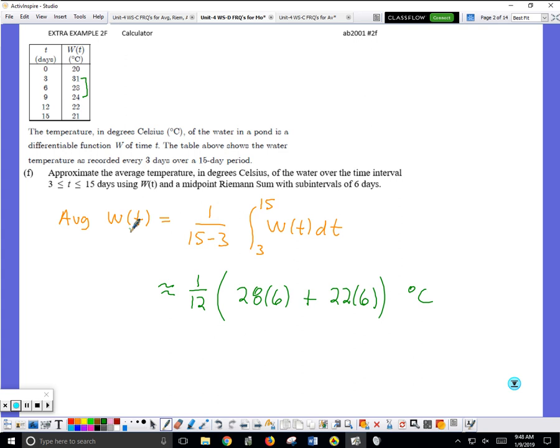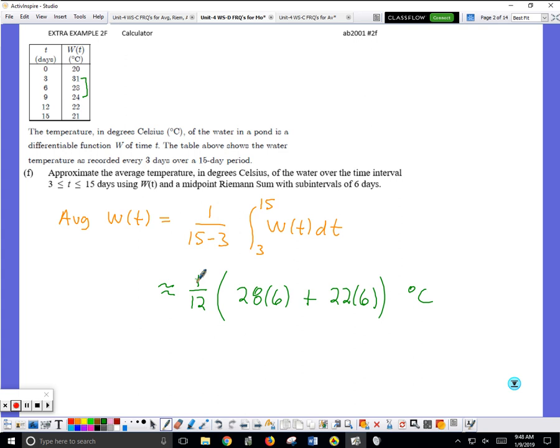Would you lose points for pulling out the 6 right away, not writing it? No, they're okay if you pull it out. I like to leave it because then I can see quickly that you understand the midpoint sum idea. Okay, 2 points. Anyone else?